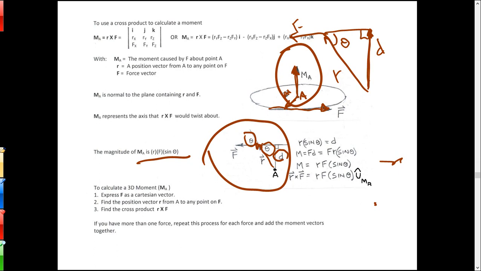We okay with that? I don't think we have enough time to do an example. We'll probably do that tomorrow. But that's the tool that we'll use to calculate 3D moments. All right, so we'll call it good here.